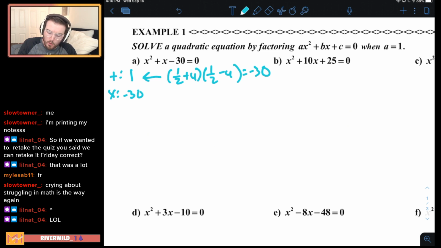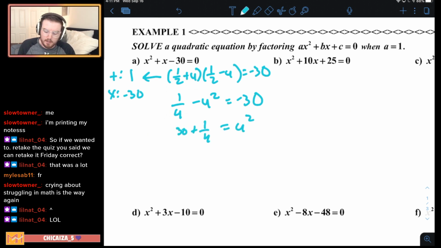So I end up with 1/4 minus u squared. That middle term's always canceling, right? You're going to make things a lot more efficient if you don't have to realize what's canceling. So a half times a half is a fourth, and u times -u is -u squared. That middle term is canceling. I'm going to move the u squared over, and I'm going to move the -30 over. So I get 1/4 plus, I'll write the 30 first, 30 plus 1/4 equals u squared.